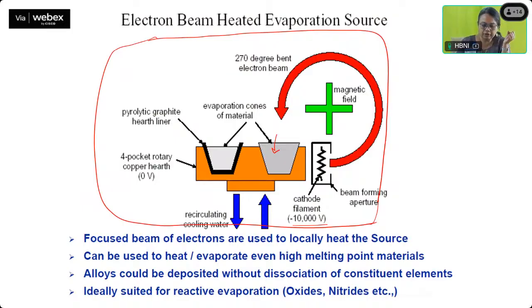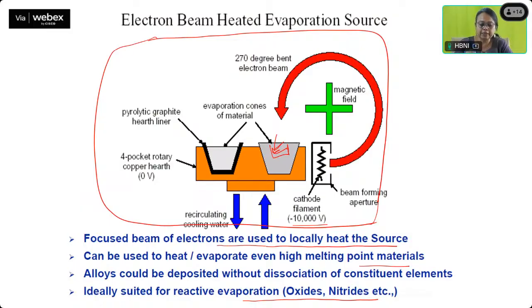Focused beams of electrons are used to locally heat the source. It can be used to heat or evaporate even very high melting point materials, and alloys can be deposited without dissociation. So if we have an alloy, or an oxide or nitride, etc., they can be put here and then they can be molten. It can be made to evaporate and form the thin film.